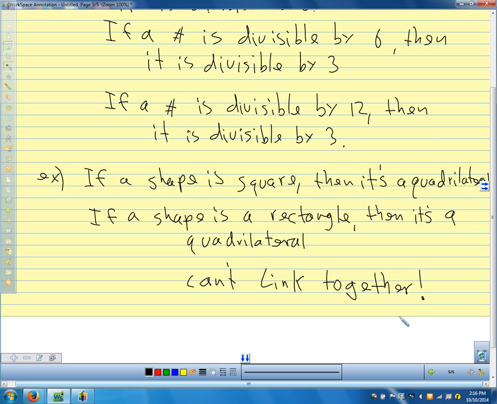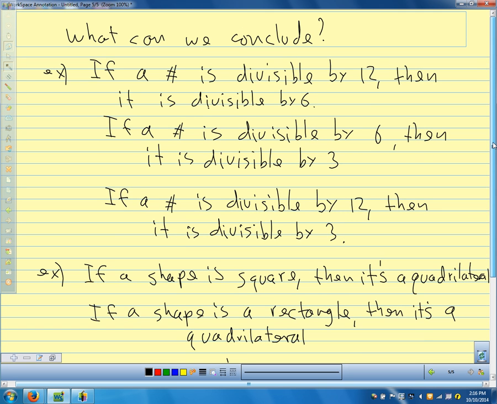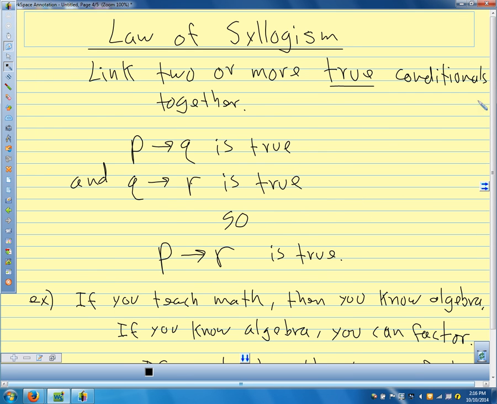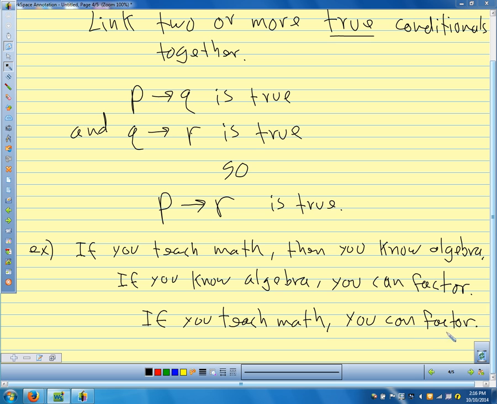All right, one last quick thing. We don't need to write anything else down. But the way we can put the law of detachment and the law of syllogism together is if I look at this example, we decided if a number is divisible by 12, then it is divisible by 3. I'm going to say 24 is divisible by 12. What can we conclude? 24 is divisible by 3. So that's putting those two together. We've made this chain, and then we give an example of a number that's divisible by 12. If I go back to this other one, if you teach math, then you can factor. Mr. Grace teaches math. So what can we conclude? Mr. Grace can factor.